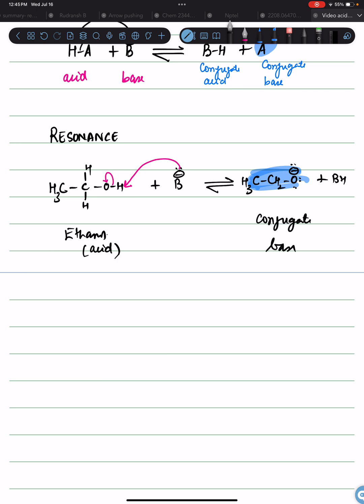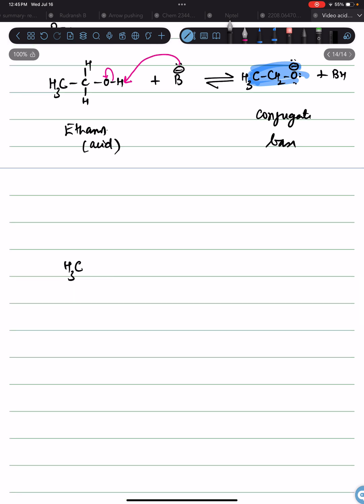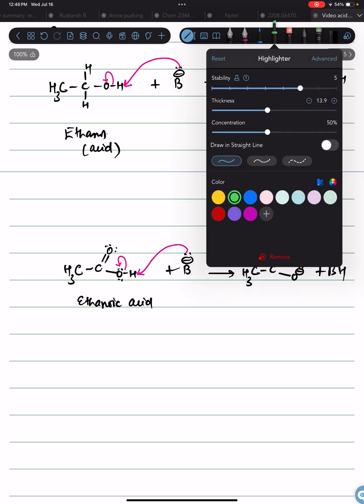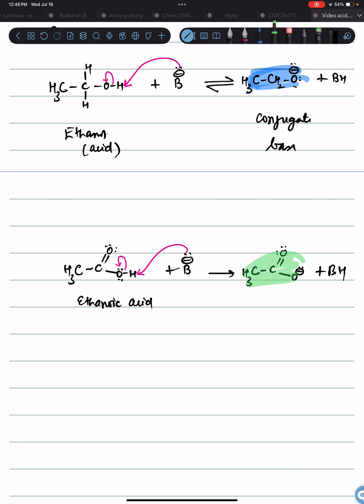Ethanol is acting as an acid in this reaction, and this is its conjugate base. Now if I compare this with ethanoic acid, common name acetic acid, IUPAC name ethanoic acid, and if I add base to this, the base is going to take the most loosely bound proton, pushing the electrons onto oxygen, and thereby generating the conjugate base and BH. I'm highlighting the conjugate base for the second reaction in green, for the first one it is in blue. This is the conjugate base for ethanoic acid. Now we have to compare the stability of green with the blue one.